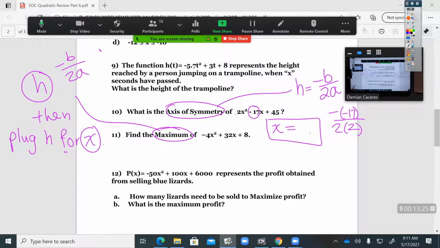Now look at number 12. Number 12, believe it or not, is the same thing as number 11. The steps for number 12 are the exact same steps as number 11. You're going to find negative b over 2a, and you're going to plug it in for x. Same steps. How do I know that? Because they're asking for maximum. It doesn't matter if it's a word problem or if it's an equation. If they ask for maximum, these are the steps.